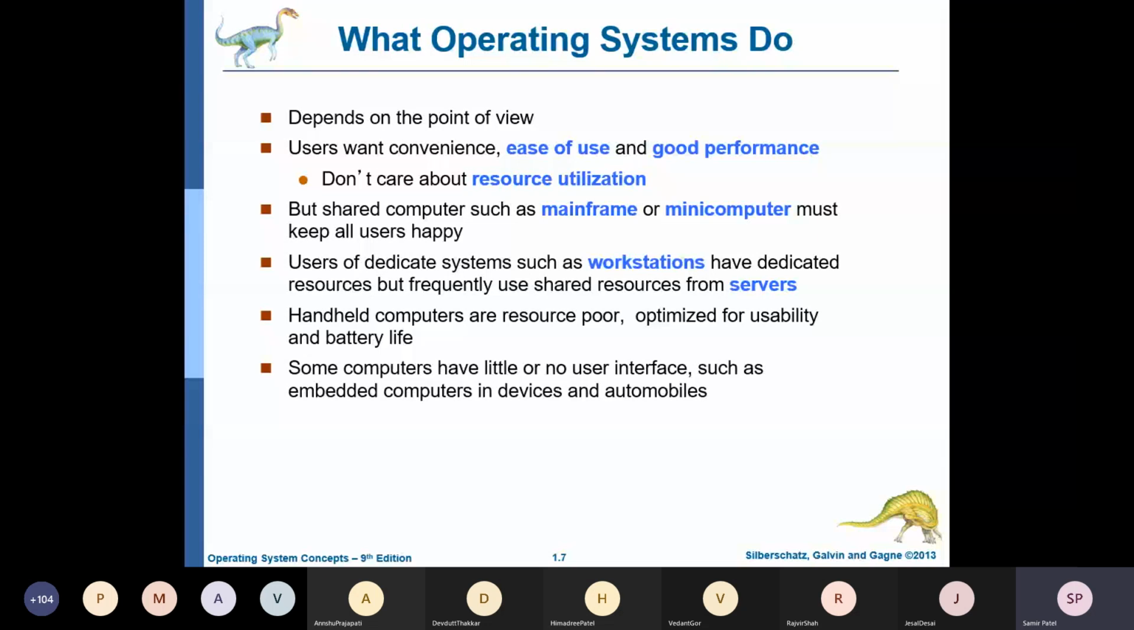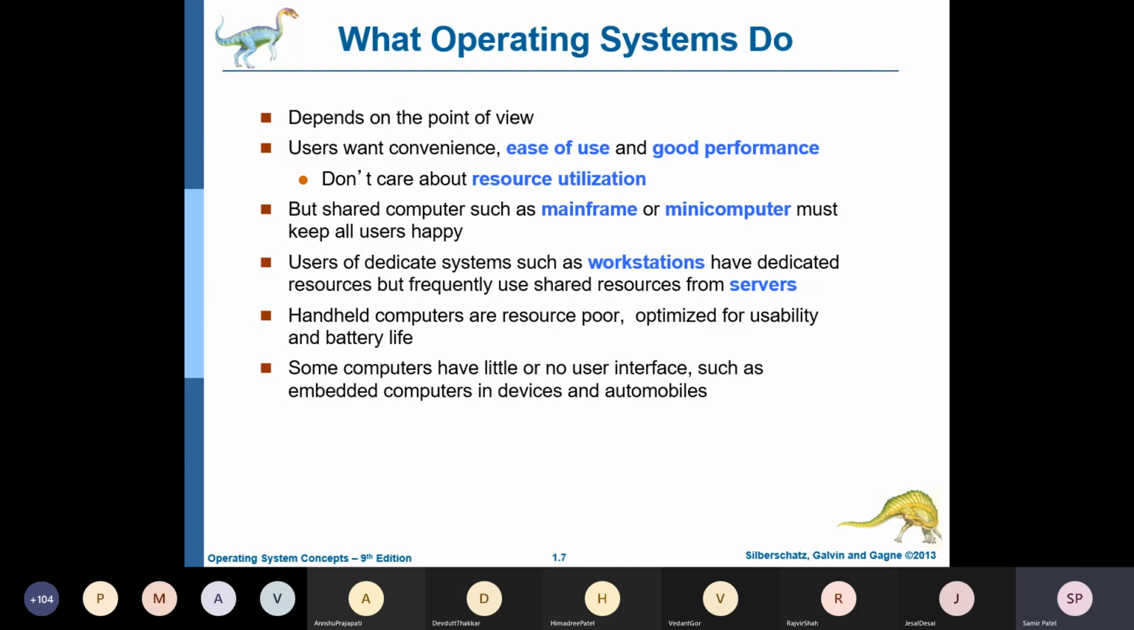Next is handheld computers, which are nothing but your mobile devices, which are resource poor. They don't have much in the way of resources, but with the help of advanced technologies, we now have 8-core processors available in mobile devices.